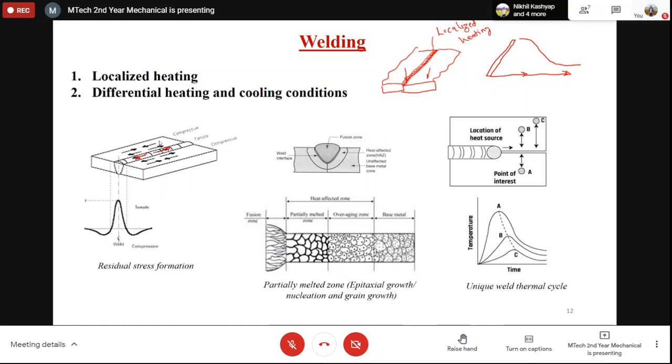So due to that, the central part is under tension, and the part which is away from the joint is under compression. So we get a residual stress formation. In the central part, you can see that tensile stress is there, and if you move away, the tensile stress will decrease up to some point, and then compressive stresses will be there, and then the compressive stresses will also diminish with distance. So these types of differential stresses create the residual stress in the weld joint.